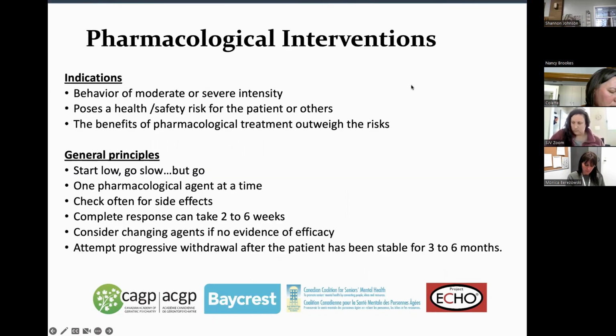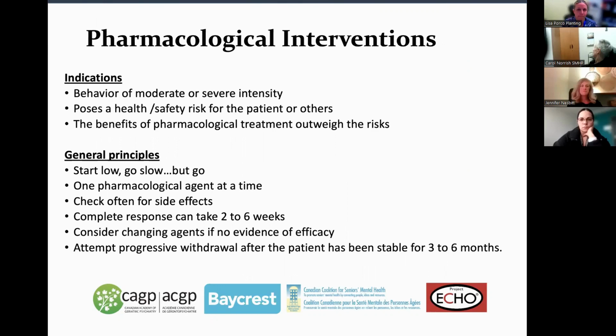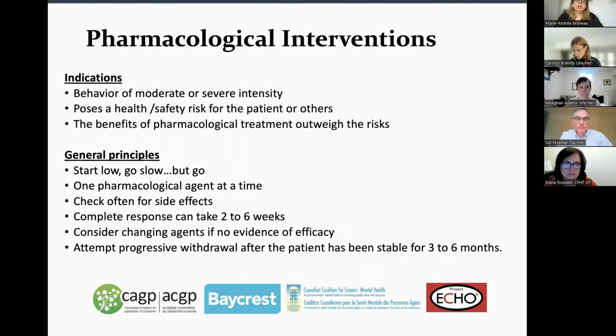Let's talk now about pharmacological interventions. What are the indications for medication? Well, it needs to be prescribed for behaviors that are of moderate or severe intensity. They need to pose a health or safety risk for the patient or others. And so the benefits of the pharmacological treatment need to outweigh the risk for those medications.